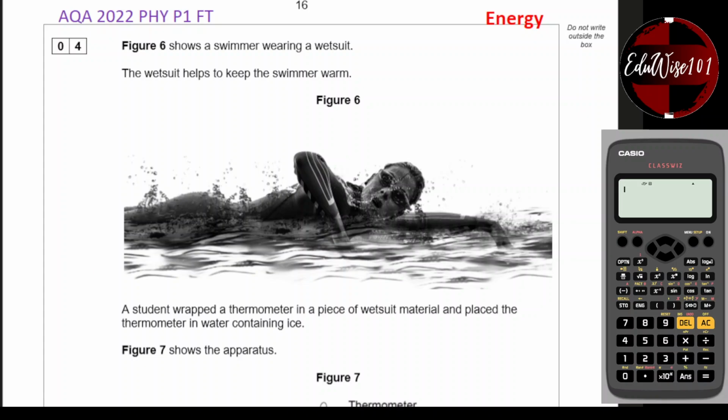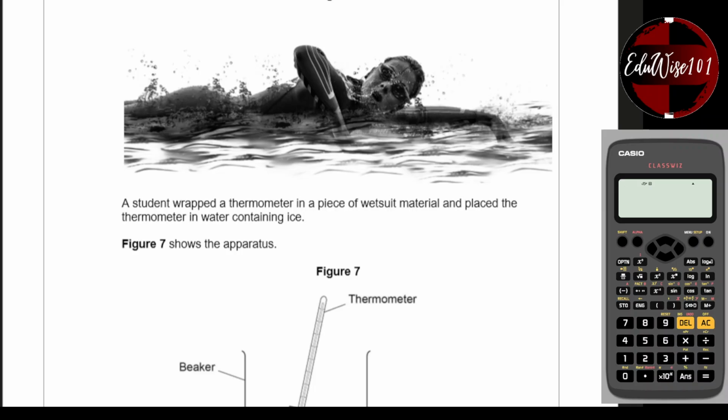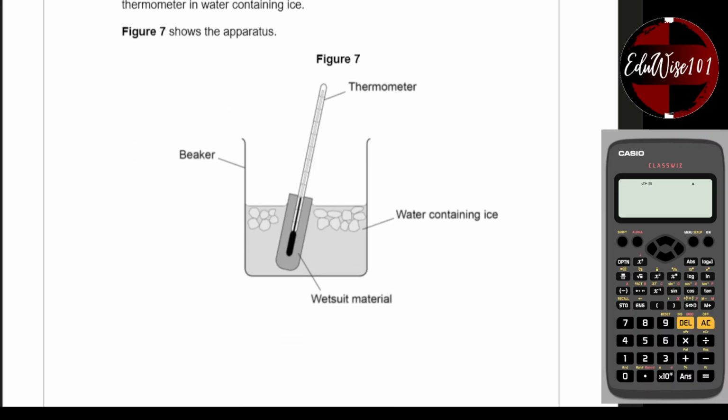A student wrapped a thermometer in a piece of wetsuit material and placed the thermometer in water containing ice. Figure 7 shows the apparatus. So you have a beaker containing water and ice, and a thermometer which is wrapped in this wetsuit material.